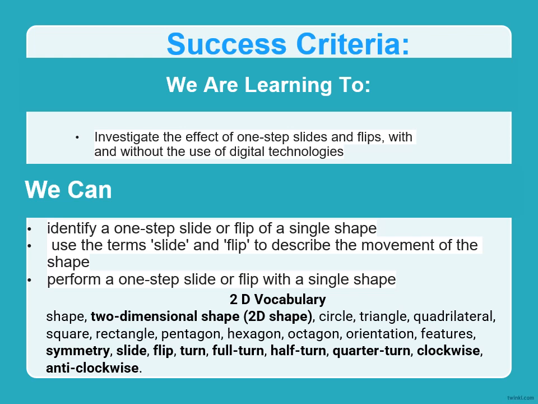And our two-dimensional vocabulary for this week is shape, two-dimensional shape, circle, triangle, quadrilateral, square, rectangle, pentagon, hexagon, octagon, orientation, features, symmetry, slide, flip, turn, full turn, half turn, quarter turn, clockwise and anti-clockwise.